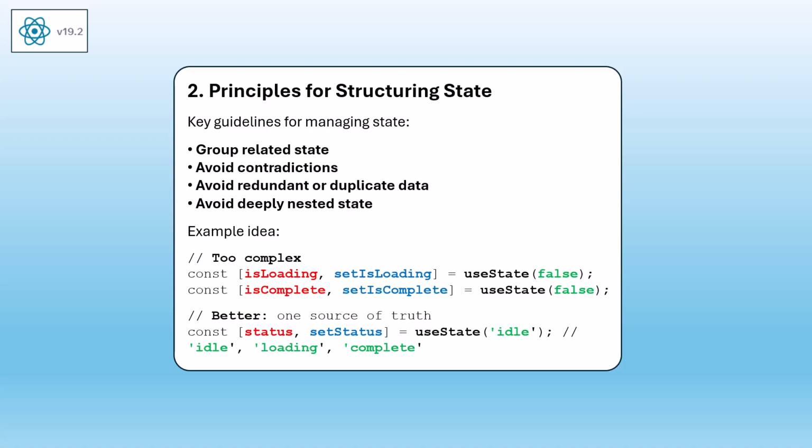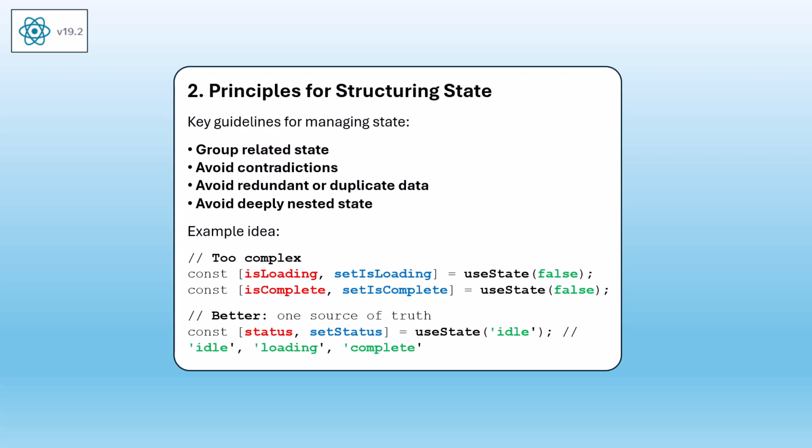2. Principles for structuring state. When you define state for a component, you face a few choices: how many state variables to use, what kind of data to store in them, and how to keep them consistent. Even though it's possible to make your code work with a bad structure, it will often lead to hidden complexity and bugs later on. To avoid that, there are several guiding principles.